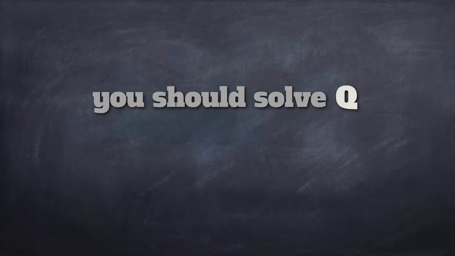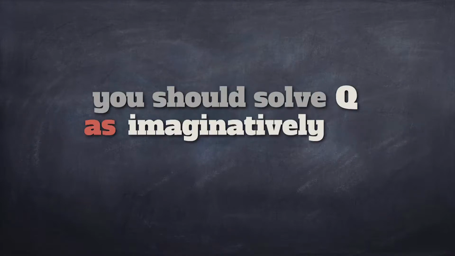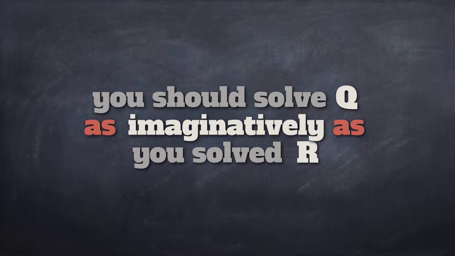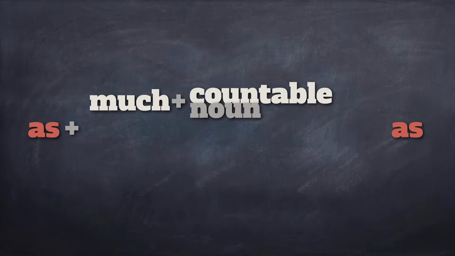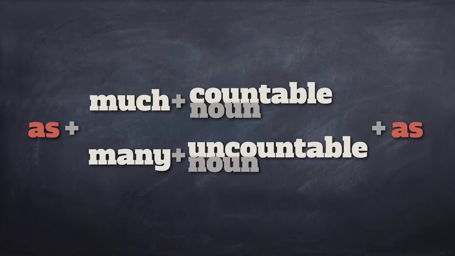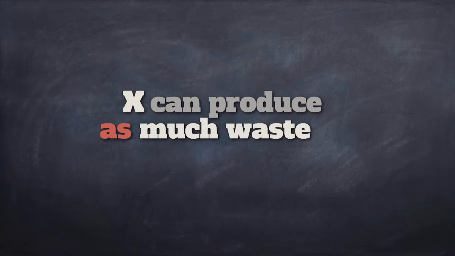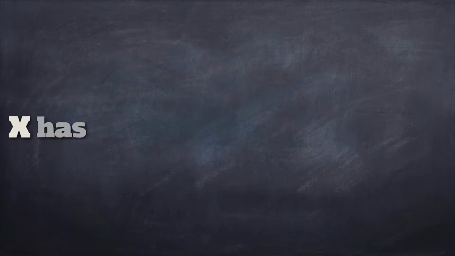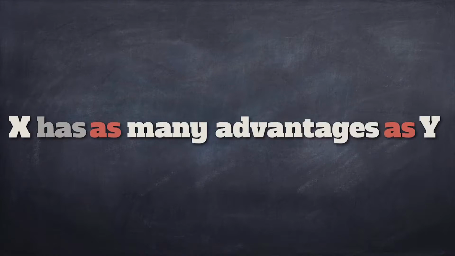You should solve Q as imaginatively as you solved R. If you wish to compare the quantities of something you might be measuring, you just sandwich a noun between the as, but add an extra layer, much or many. X can produce as much waste as Y. X has as many advantages as Y.